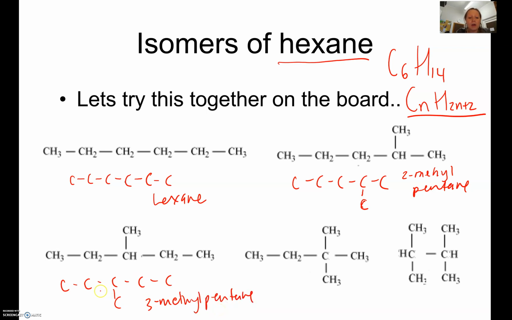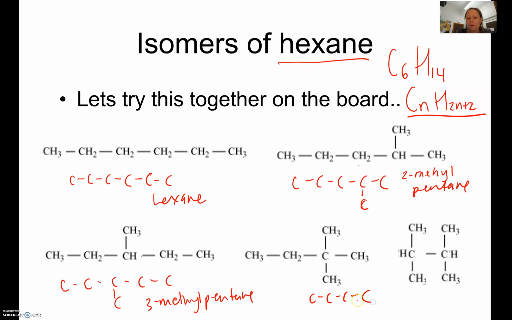Now, could I move this carbon to this one here? The answer is no, because it reads forwards and backwards, so that would be the same as 2-methylpentane. So I'm actually done with my 5-carbon parent chain. Now I'm going to change it to 4.